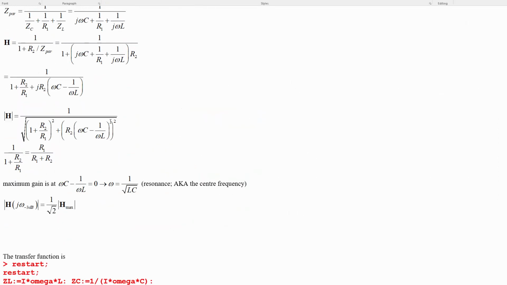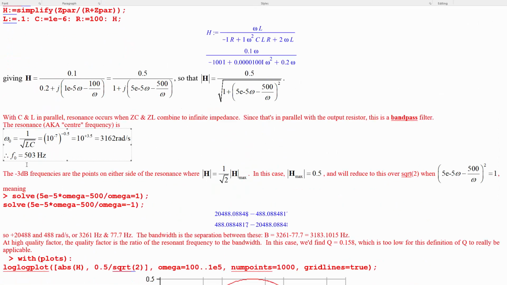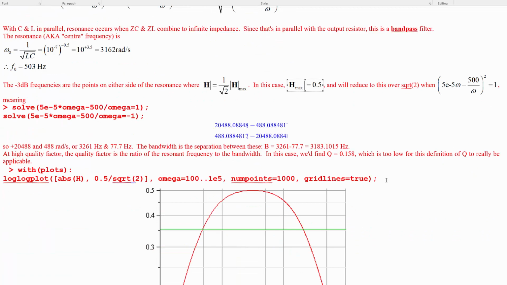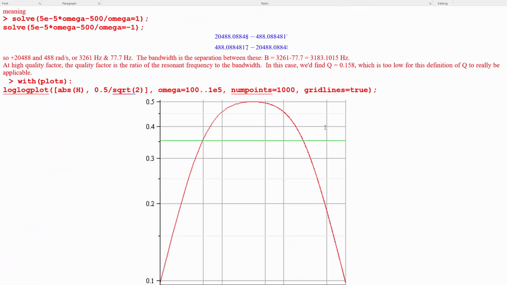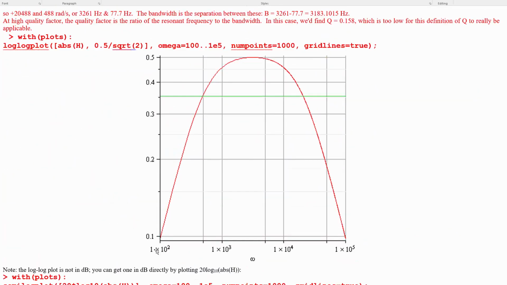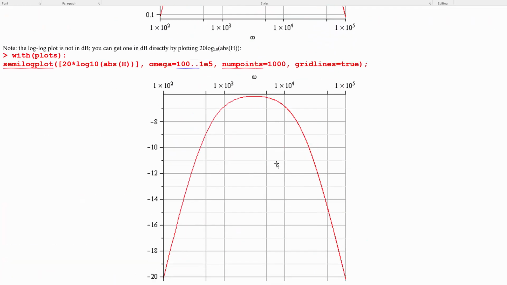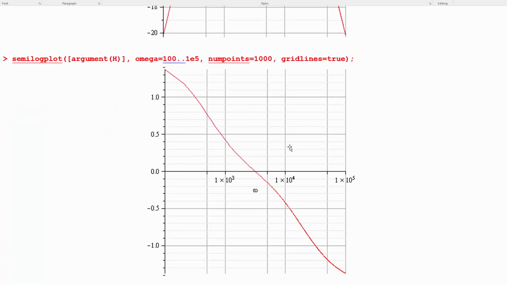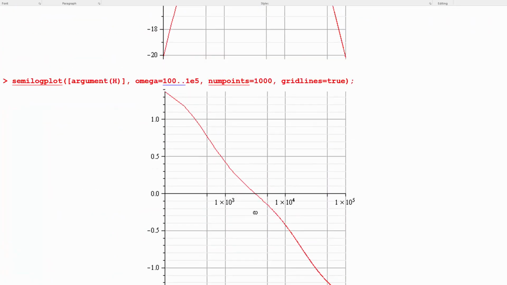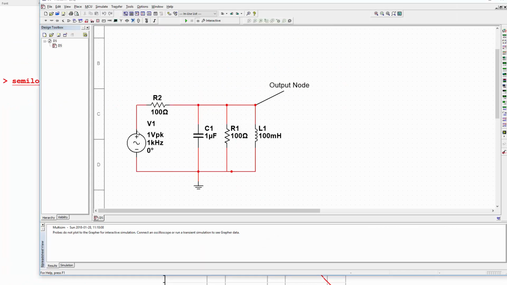Now we can go and simulate this circuit and see if we get the same kind of results as we did. So just to summarize, the main results that we found were that the center frequency is at 500 Hertz, and we found cutoff frequencies at 77 Hertz and 3261 Hertz. We found a central gain of 0.5, and yeah, I think that's it. We found a frequency response which looks generally like this, and we found a phase response that looks like that. So let's see if we have the same kind of stuff over in Multisim.